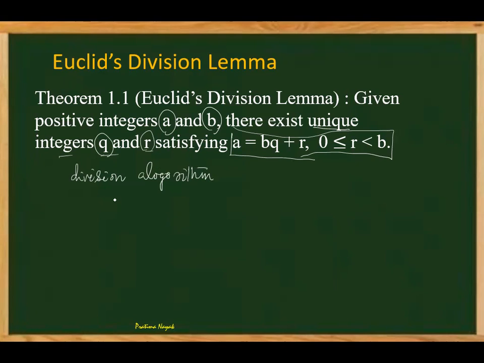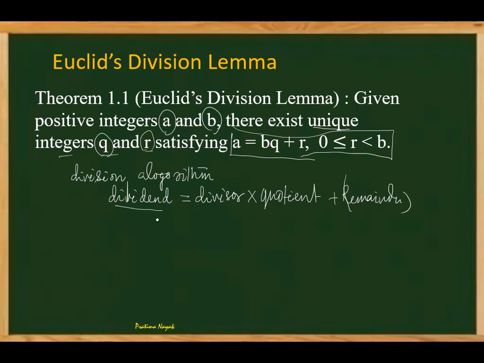So what do we write? We write dividend is equal to divisor multiplication quotient plus remainder. So dividend is your a, divisor is b, into quotient q plus r. And you know that the remainder is always less than the divisor.